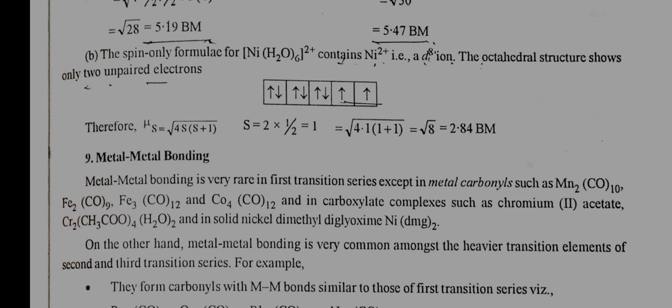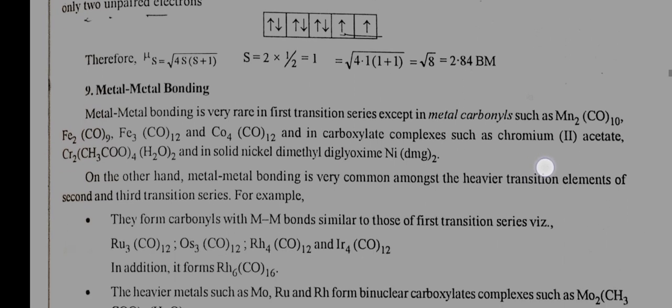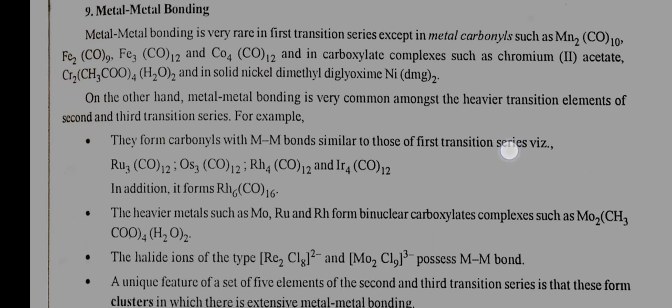9. Metal-metal bonding. Metal-metal bonding is very rare in the first transition series except in metal carbonyls such as Mn2(CO)10, Fe2(CO)9, Fe3(CO)12, and Co4(CO)12, and in carboxylate complexes such as chromium 2 acetate, Cr2(CH3COO)4(H2O)2, and in solid nickel dimethylglyoxime, Ni(DMG)2. On the other hand, metal-metal bonding is very common amongst the heavier transition elements of the second and third transition series. For example, they form carbonyls with metal-metal bonds similar to those of the first transition series.